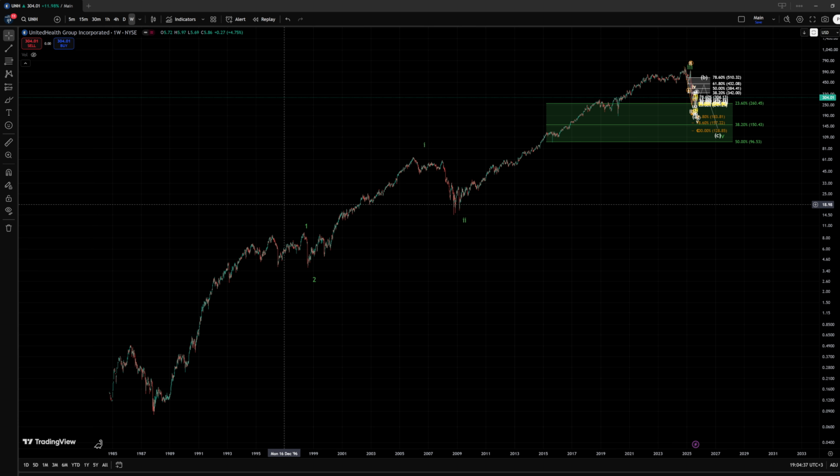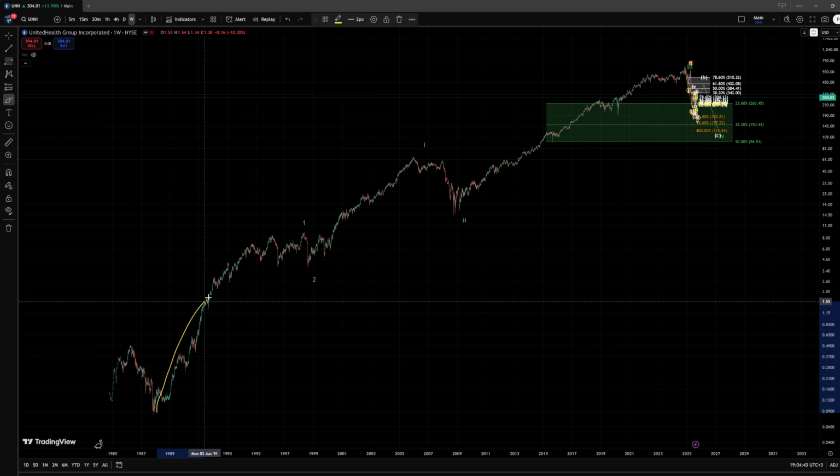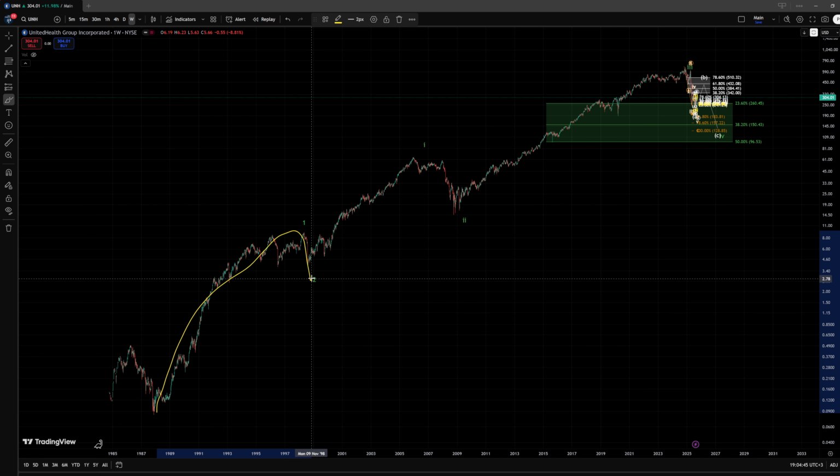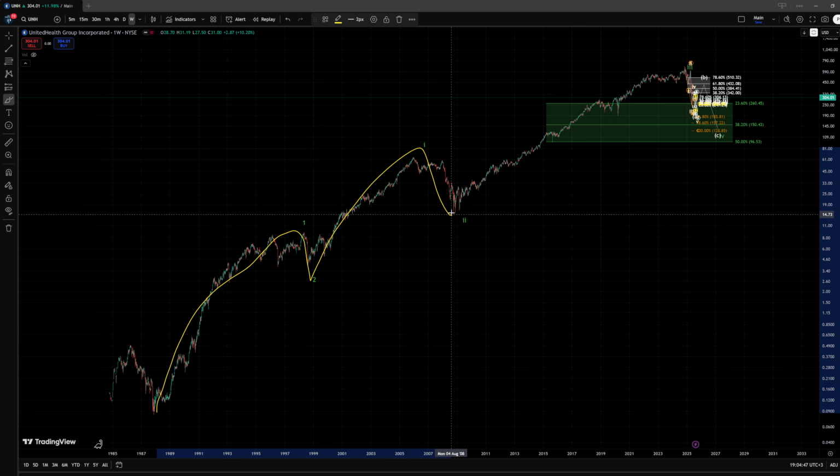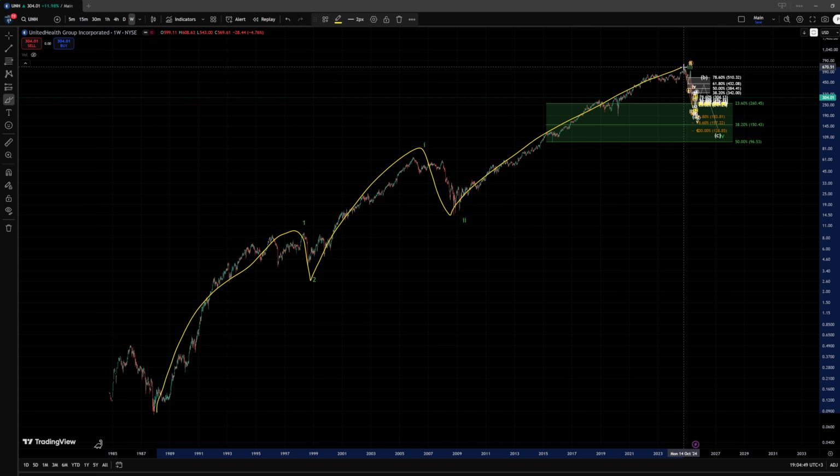In this video we are looking at United Health, and we have been tracking here all along this green scenario in which we have a wave 1 up, a wave 2 down, and then another 1-2 setup, a longer third wave to the upside, and we would now be in the fourth wave to the downside.